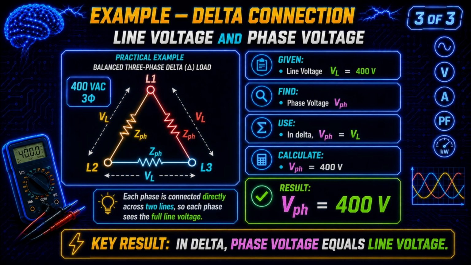So now we can clearly see the difference. In star, phase voltage is lower than line voltage. In delta, phase voltage is equal to line voltage. Next, we can move to the relationship between line current and phase current.